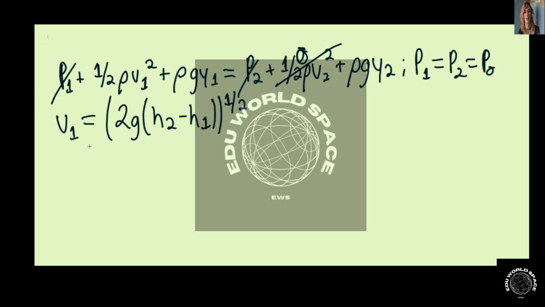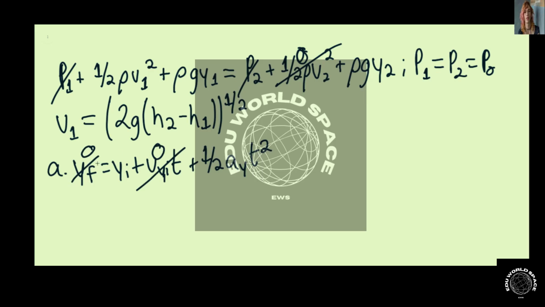At this point, we can say for part A, y final equals y initial plus vy initial t plus 1/2 ay t squared. This is going to equal 0. This will equal 0. And so we can say that t is going to be equal to the square root of 2 times h sub 1 divided by g.